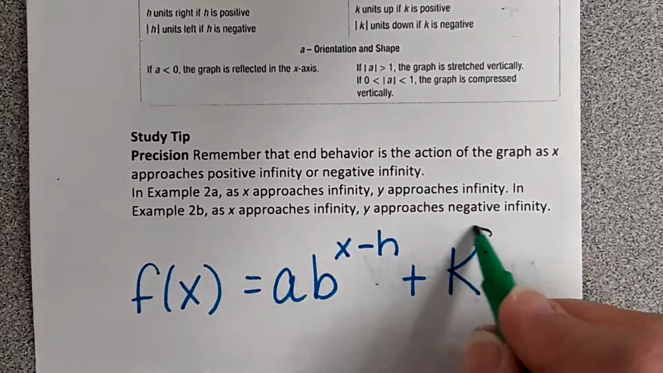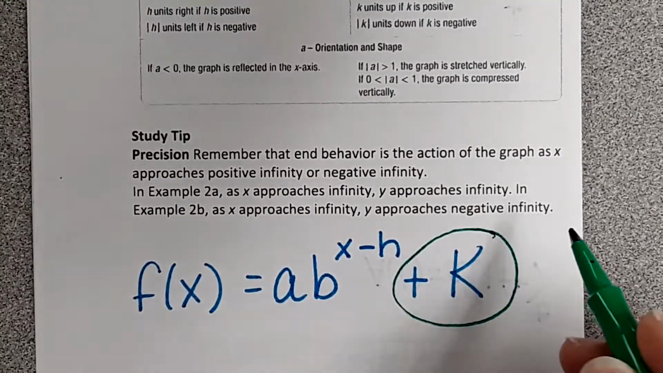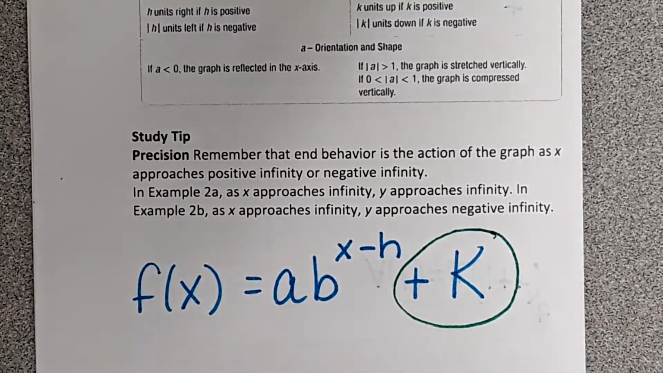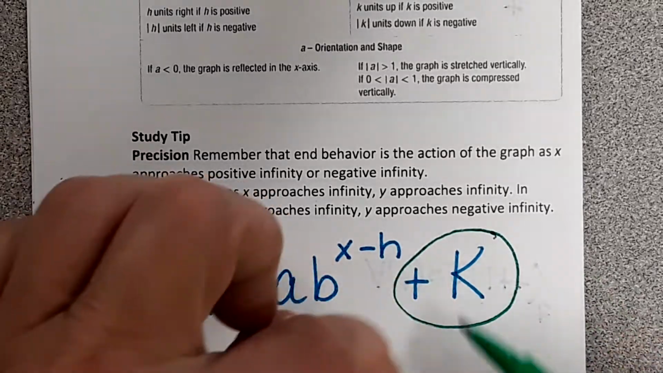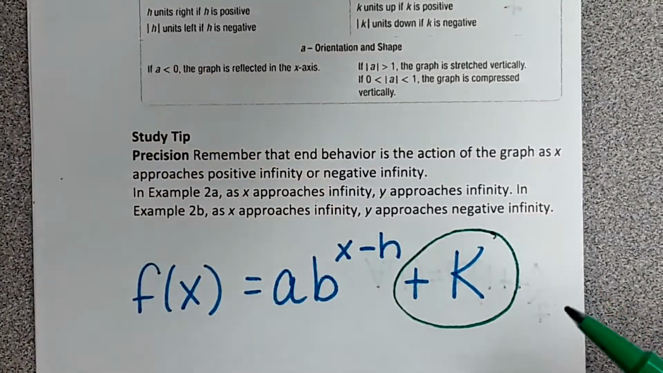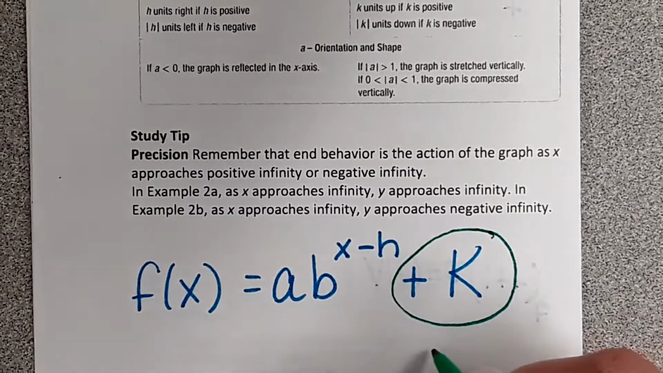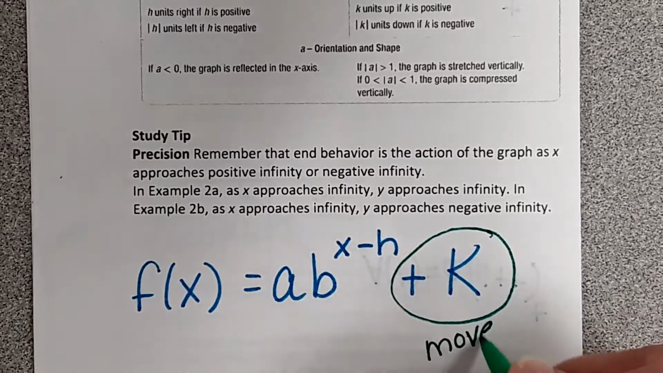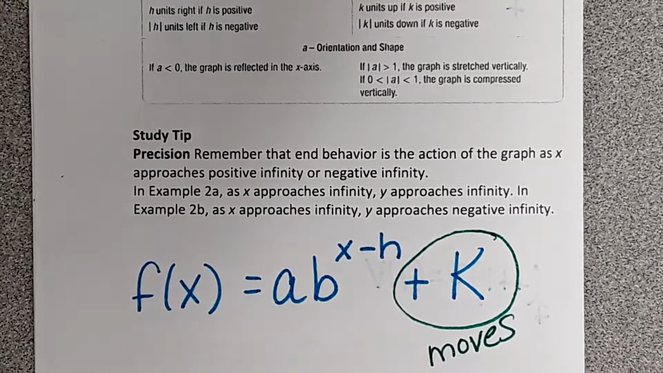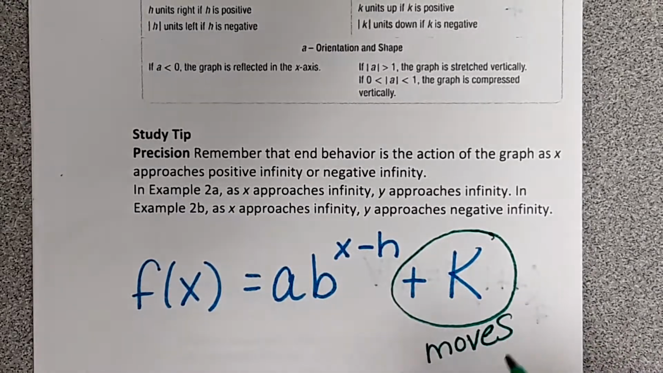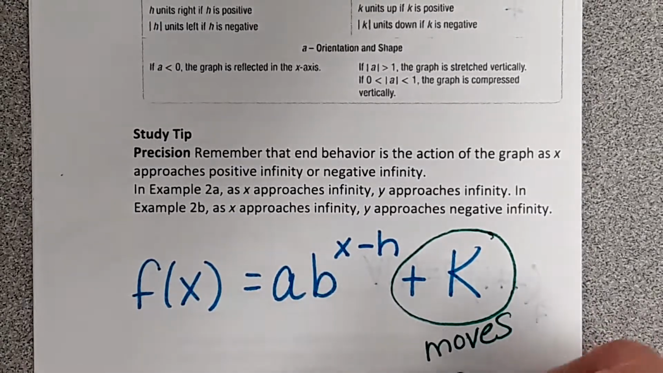K, this number right here, this is where our asymptote is going to be based on, okay? This number right here. If it's 0, like if there's no number being added, then the y-axis will be our asymptote, okay? But if it's plus k, minus k, this right here moves up or down. It moves our exponential function up or down on the y-axis.